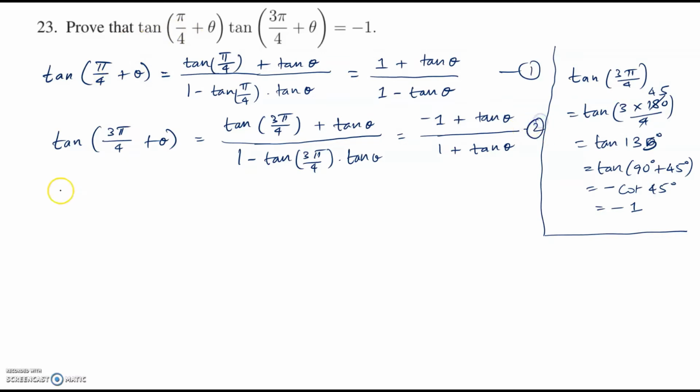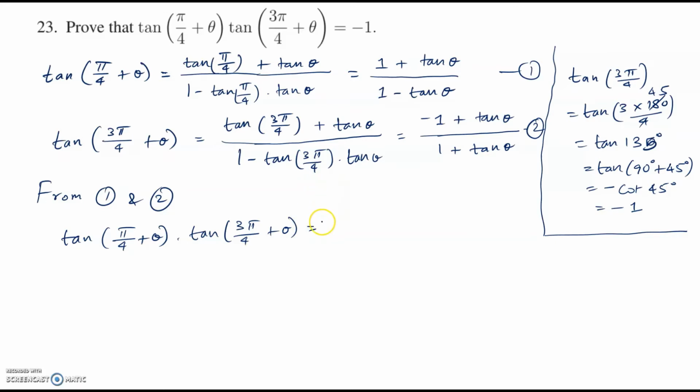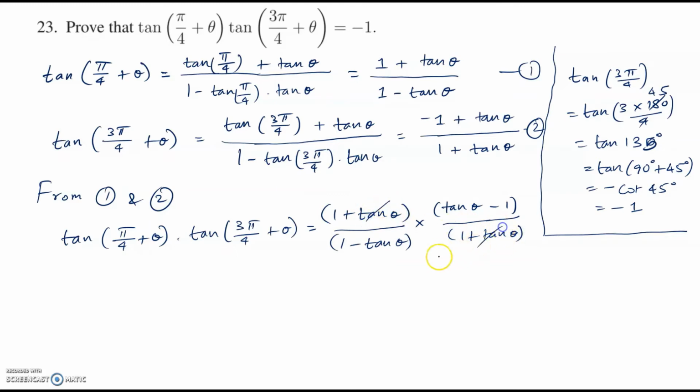Let's call this 2. So from 1 and 2, we can say that tan pi by 4 plus theta into tan 3 pi by 4 plus theta is equal to 1 plus tan theta divided by 1 minus tan theta into this. We can rewrite this as tan theta minus 1. Let's put them all in brackets, divided by 1 plus tan theta. Now these two terms will disappear. So you're left with tan theta minus 1 divided by 1 minus tan theta.